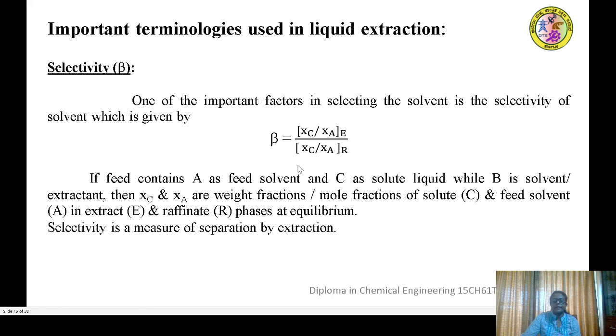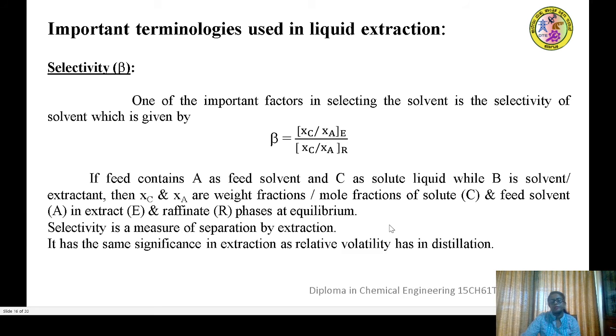Okay, the significance of selectivity is that it indicates the measure of separation by extraction. That means how much separation is possible from the extraction operation using a given solvent. So that is indicated by the factor selectivity. That is, the value of selectivity gives you this quantity. It has the same significance in extraction as relative volatility has in distillation.